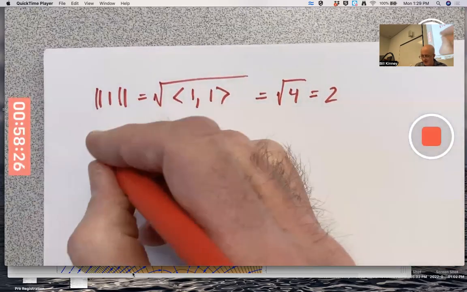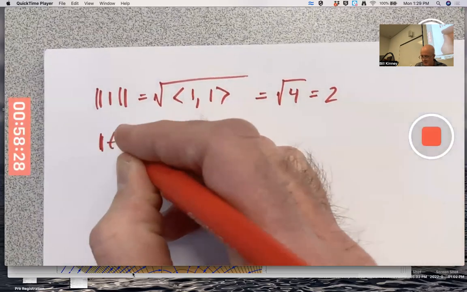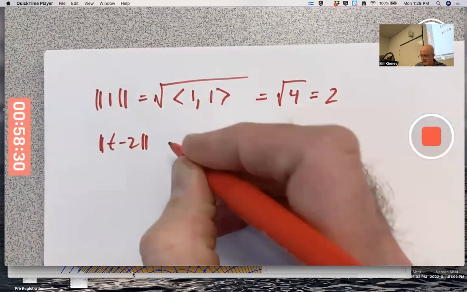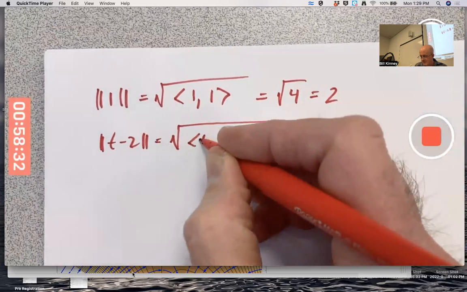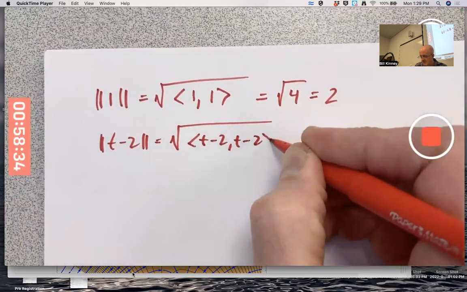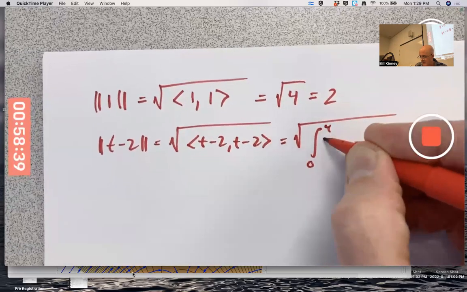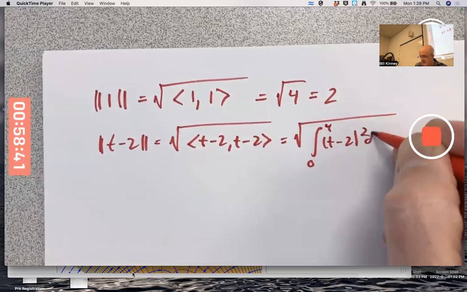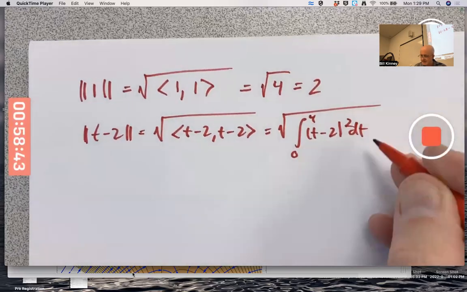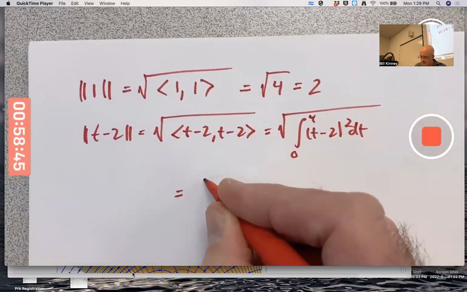What about the norm of t minus 2? It's the square root of the inner product of t minus 2 with itself, which I haven't done yet. Square root of the integral from 0 to 4 of t minus 2 quantity squared. You could expand that. You could also do a quick substitution here.